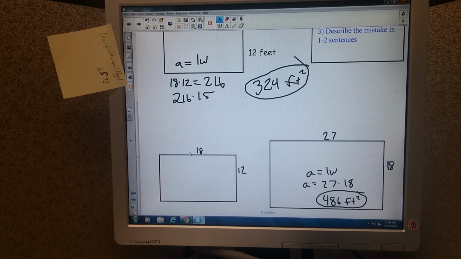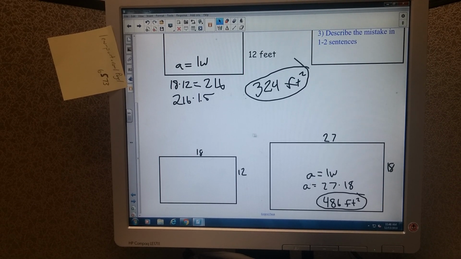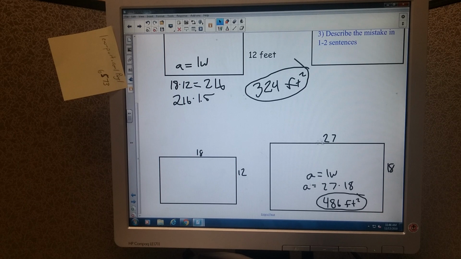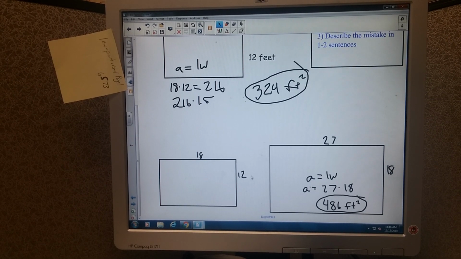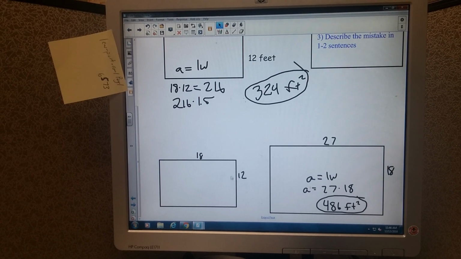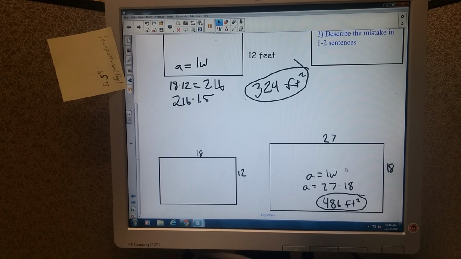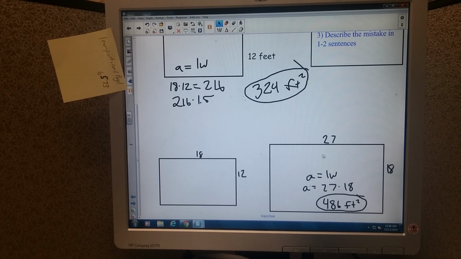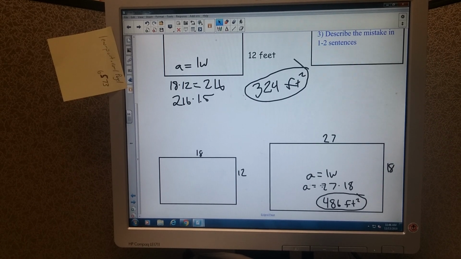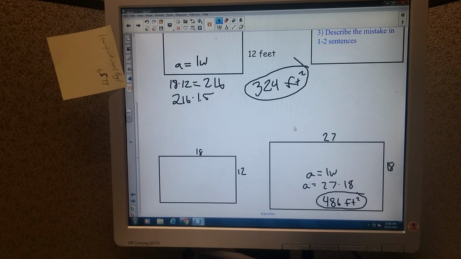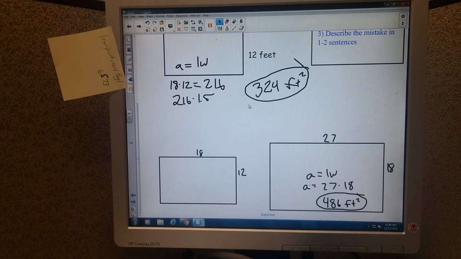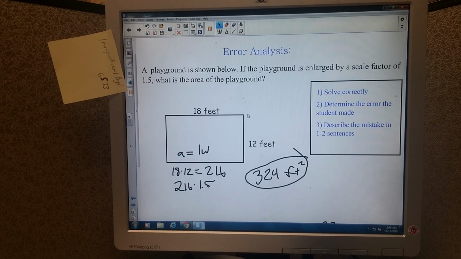So if you pick your calculator up and do 18 times 1.5, it gives you 27. The width is also multiplied by 1.5, so if you pick your calculator up and do 12 times 1.5, it gives you 18. So to find the area of this rectangle, length times width, is actually 27 times 18, which is 486 square feet, which is a lot different than what this student got with 324 square feet.